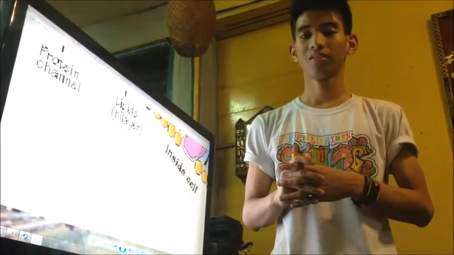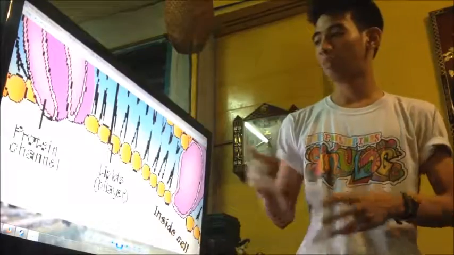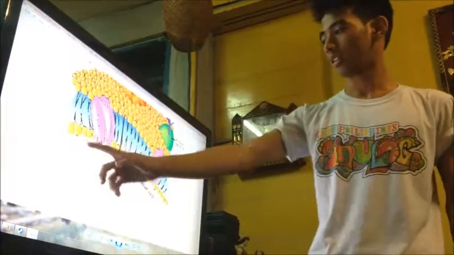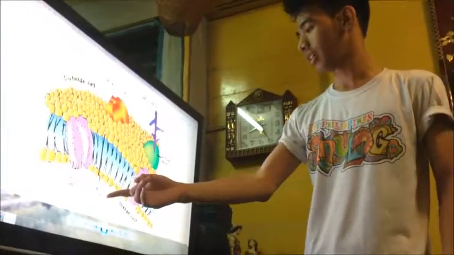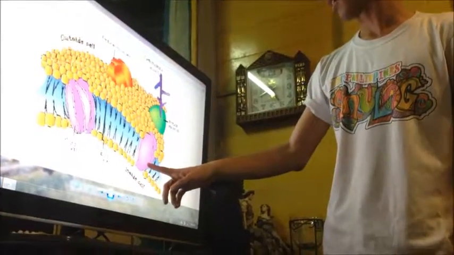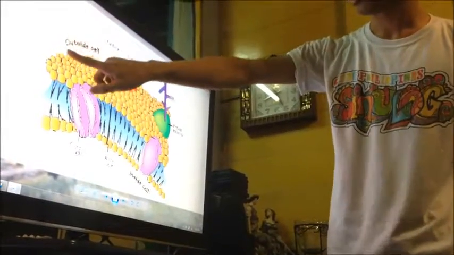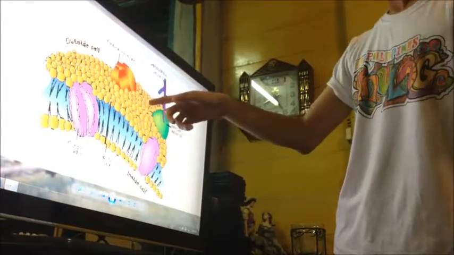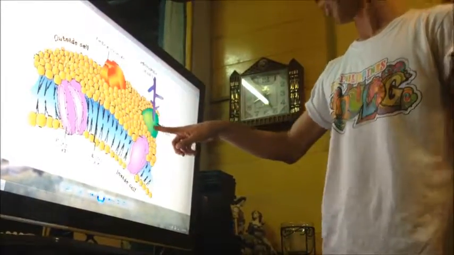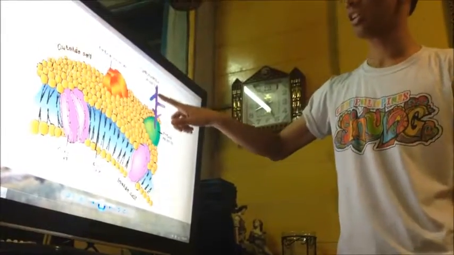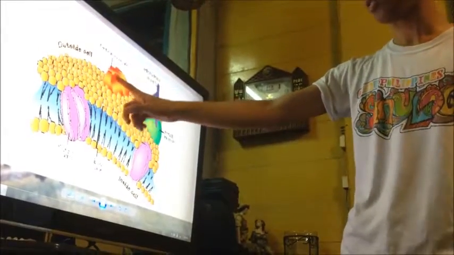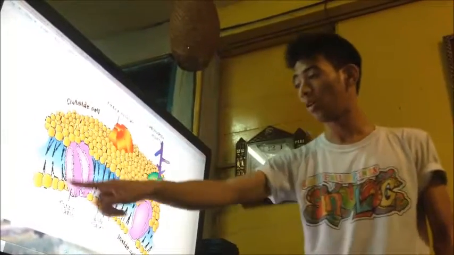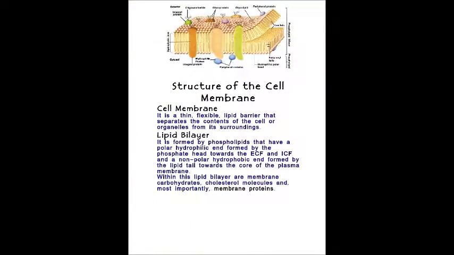This is the outside of the cell. This is an example of protein and lipid bilayer inside the cell, and this is the protein, then the protein molecule, carbohydrate chain, protein molecule outside. This is the whole outside of the cell.